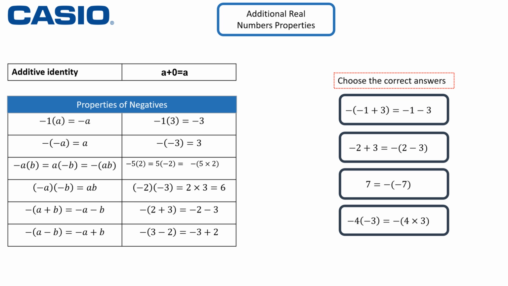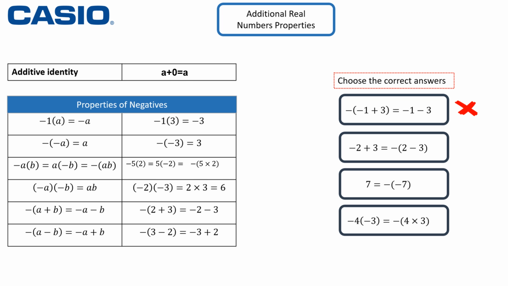Now, let us do a practice on what we covered till now. Practice 1. Negative times negative 1 plus 3, is it equal to negative 1 minus 3? Let us use the distributive property to check our answer. Now distribute the negative sign to each term. We will get positive 1 minus 3. Then the answer is wrong.